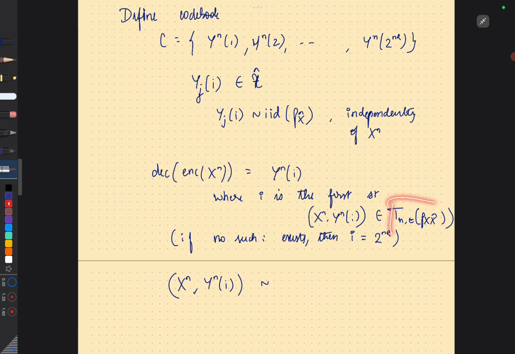Remember that this typical set is a huge set which contains roughly 2 to the n times H of x hat many sequences. You check if xn comma yn of 1 is one of these sequences. If not, then you move to 2. If not, you move to 3, and so on and so forth.